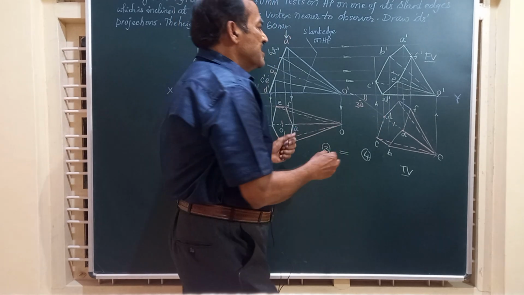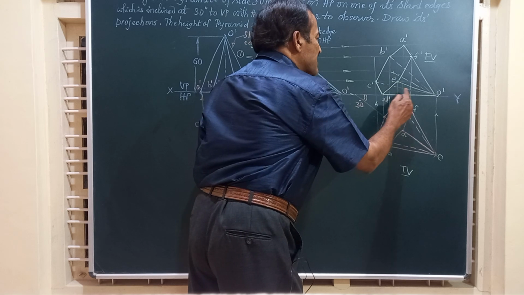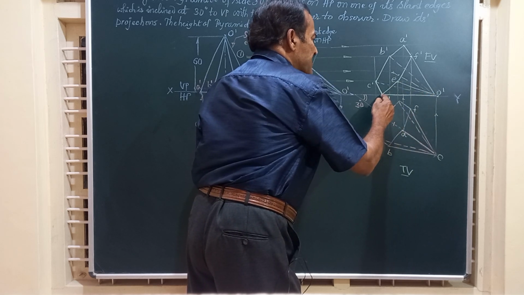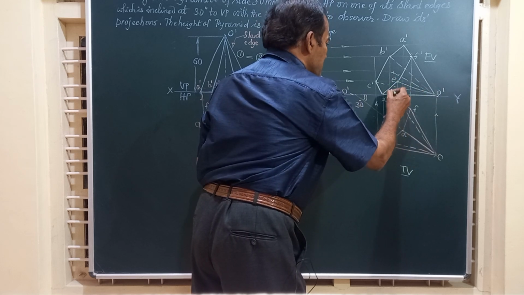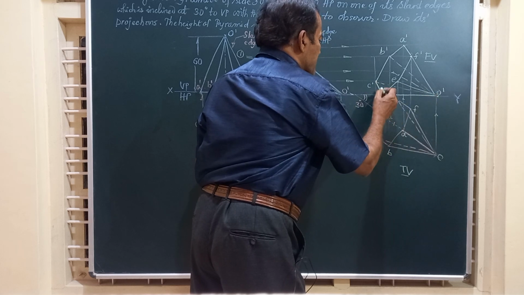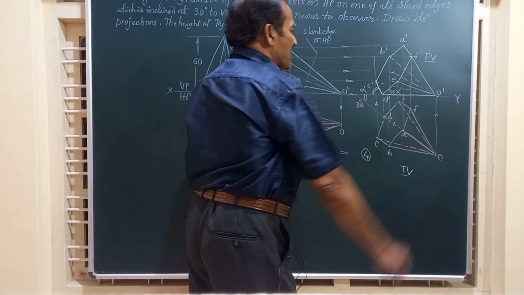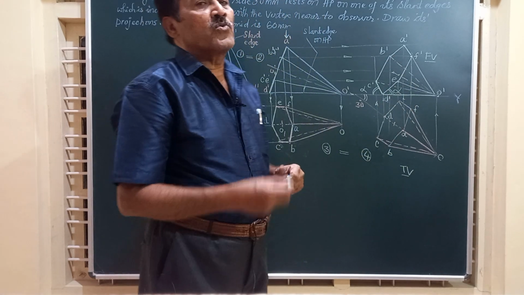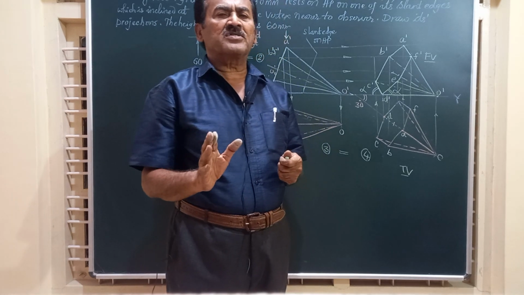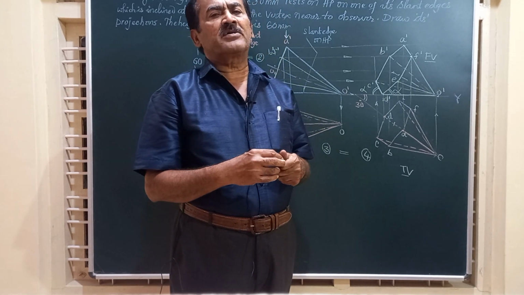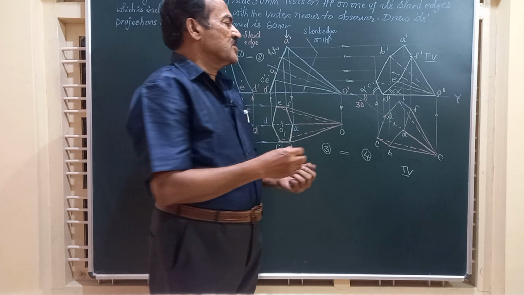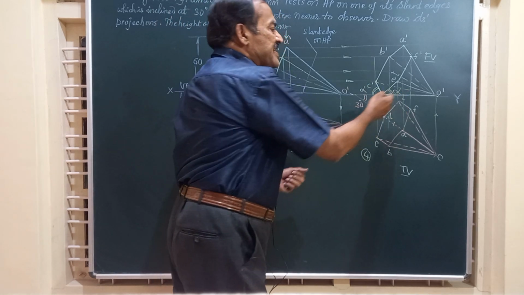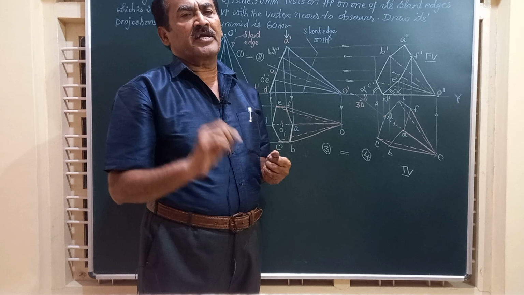Remember friends, in this case the triangular faces containing these slant edges, namely O dash E dash F dash, O dash E dash and D dash, similarly O dash D dash and C dash, they are equally inclined to HP, and I call that angle as alpha. Friends, this is how we obtain the complete projections of the hexagonal pyramid, which is resting on HP on one of its slant edges, and the two triangular faces containing that slant edge are equally inclined to HP.